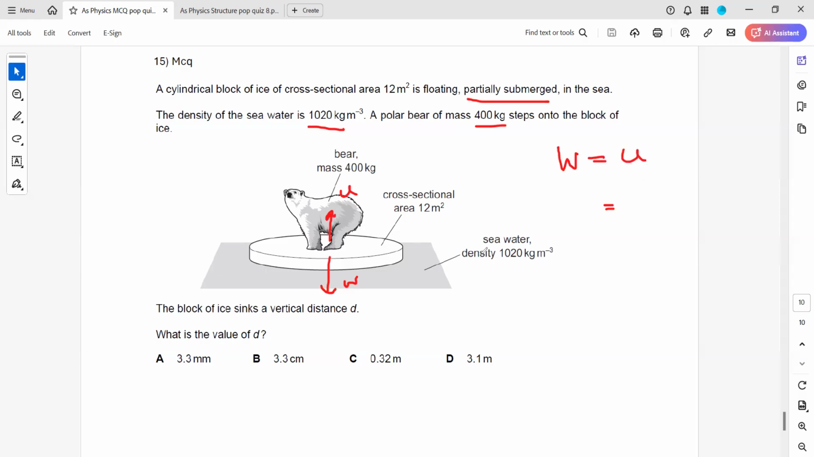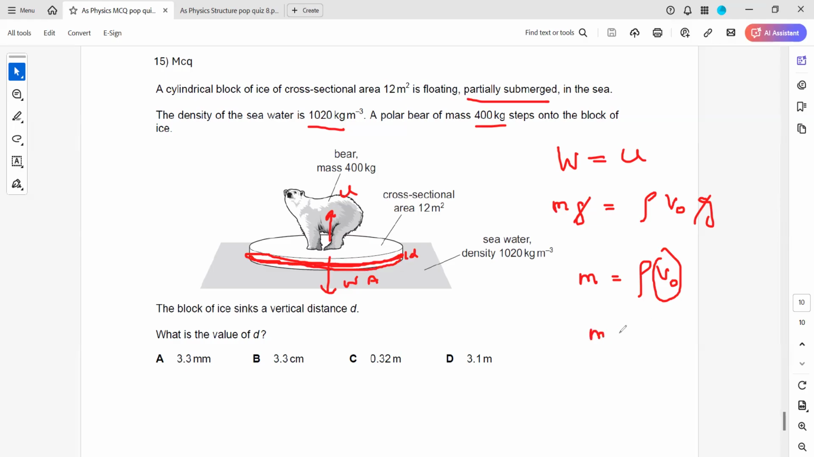What about upthrust? Upthrust is the density of the fluid times the volume of the object submerged, like how much of the object is inside, times gravity. And weight is mass times gravity. So g will cancel with g. So I can say m is equal to density times the volume of the object. But this is not the volume of the object completely. This is the volume of the object submerged. If it is submerged a distance d, like the thickness d, and the area is A, what is the volume? It will be density times area times d.